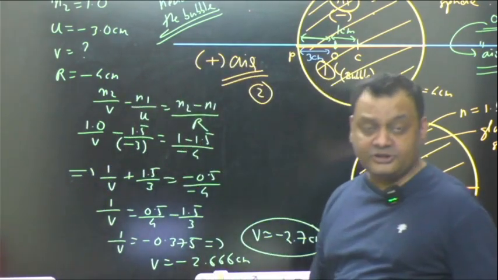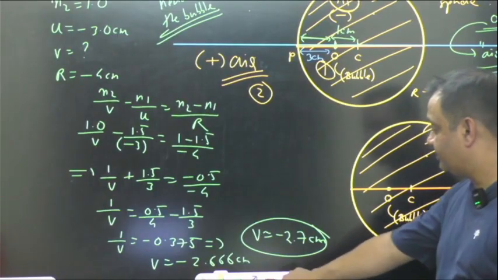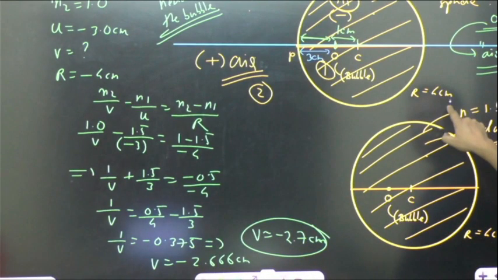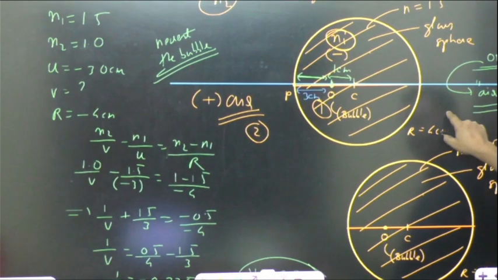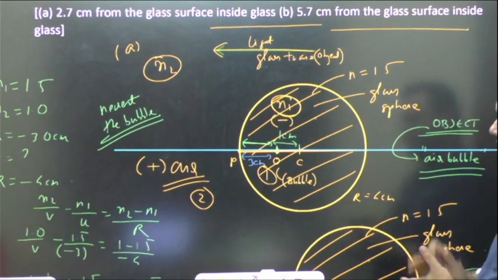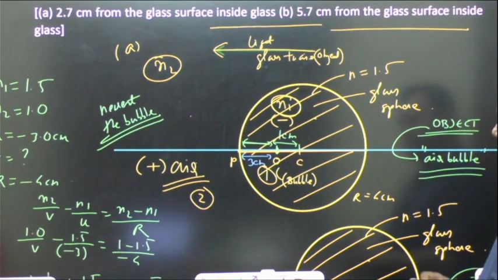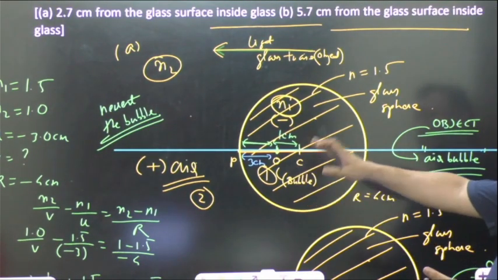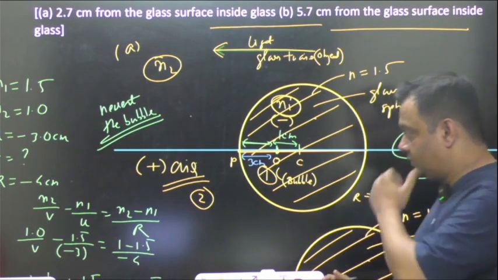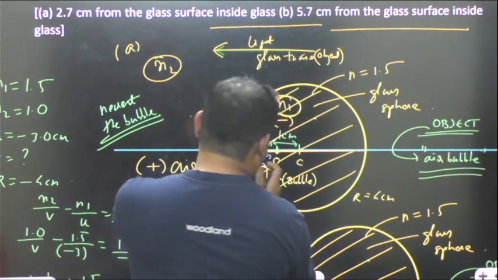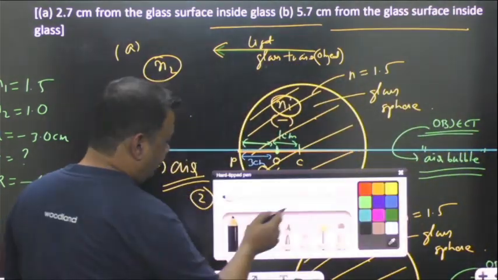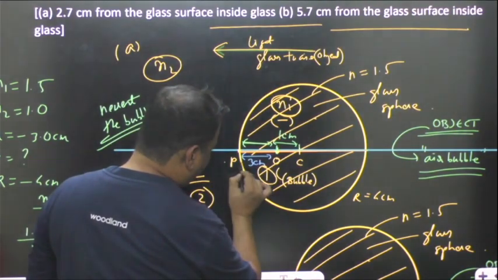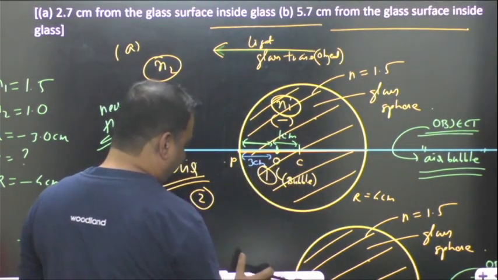Now see, V is coming to be negative. What does it mean? It means the image will be formed on the negative side. Negative side means where? The image will be formed on the glass side, inside the glass sphere, at a distance of 2.7 centimeter from the surface. The image will be formed somewhere between P and O on the side of the glass.